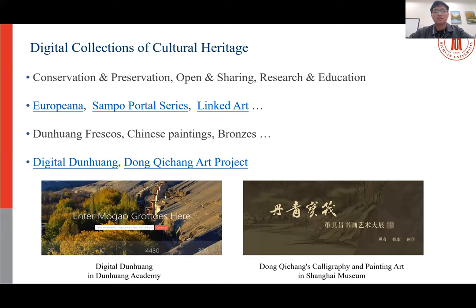digital humanities research. China is rich in cultural heritage resources, such as Dunhuang frescoes, Chinese paintings and bronzes. There are digital achievements such as Digital Dunhuang and the Dong Qichang art project. In addition to these projects, China has more cultural heritage resources that can be explored, such as the works of famous Chinese painter Zhang Daqian. We will use Linked Art to construct a conceptual model of Zhang Daqian's collections.